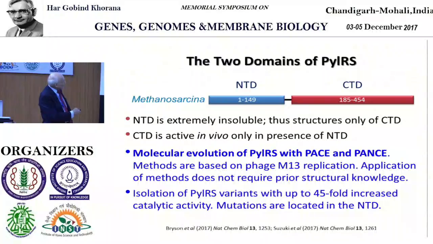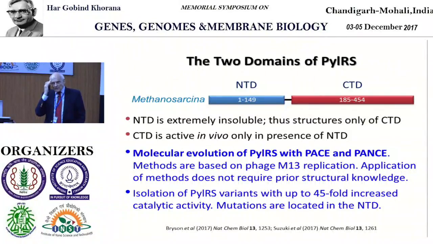And this is the good thing about PACE and PANSA, which is different from MAGE, which is being used by many of the synthetic biologists and genome engineers to do genomes. This does not require any prior structural knowledge. Otherwise, you need to know you would like to mutagenize this because this happens to be the active site or half the active site or whatever. In this particular case, we showed that both methods give very similar results, and we isolated PylRS variants with up to 45-fold increased catalytic activity, and mutations are located in the N-terminal domain.